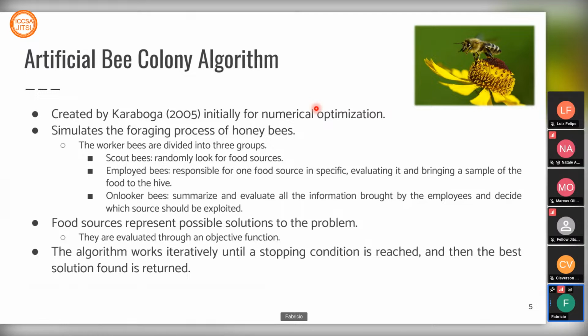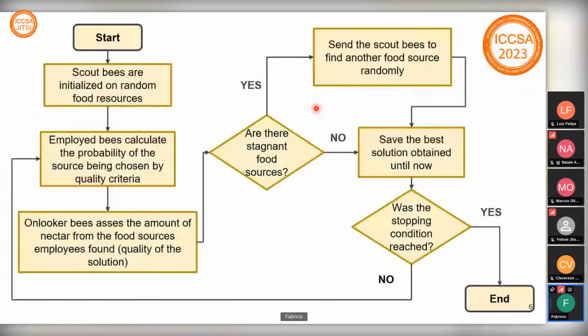Food sources represent possible solutions to the problem. They are evaluated through an objective function, and the algorithm works iteratively until some stop condition is reached, and then the best solution is returned as the solution to the problem. Here's a flowchart of how this works. The scout bees are initialized on random food sources.